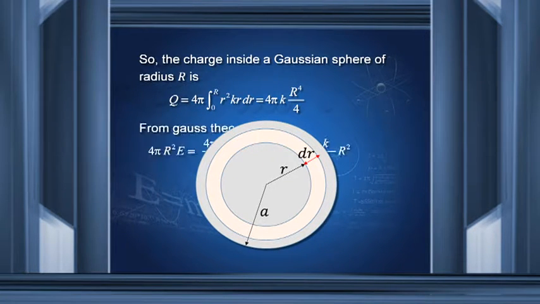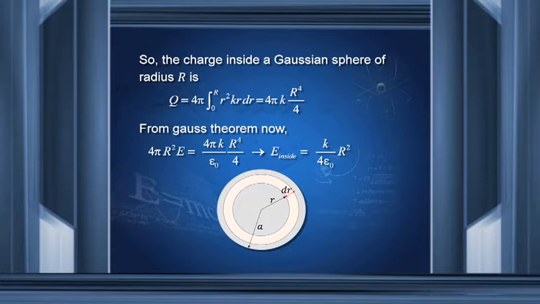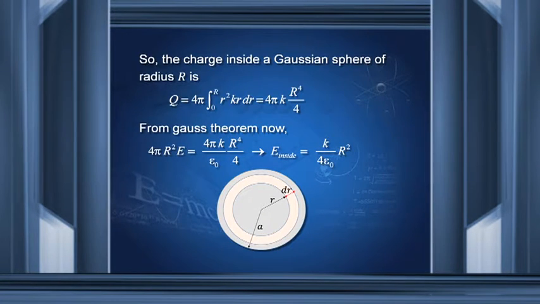And from Gauss theorem, since it is a spherical surface, the field is all radial, normal to the surface. So, 4 pi r squared E is equal to 4 pi k r 4 by 4 divided by epsilon 0, and therefore, E inside, as 4 pi gets cancelled and r squared and r 4 leave only r squared, is k by 4 epsilon 0 into r squared. So, the field inside now is proportional to the square of the distance from the center.